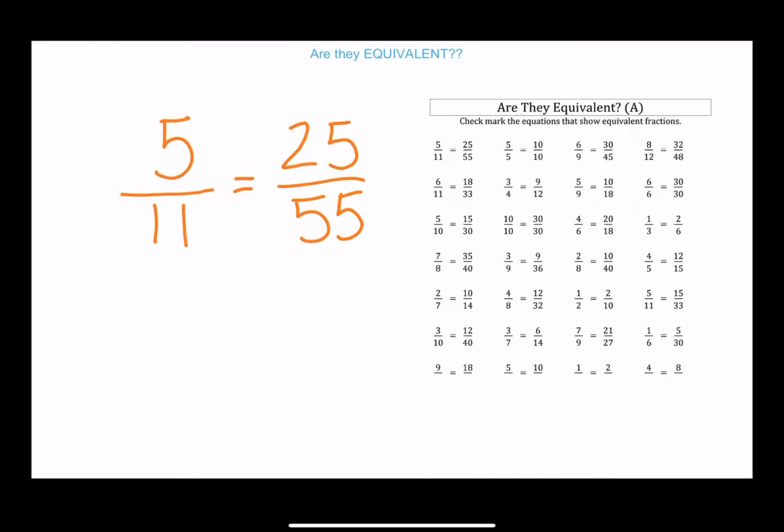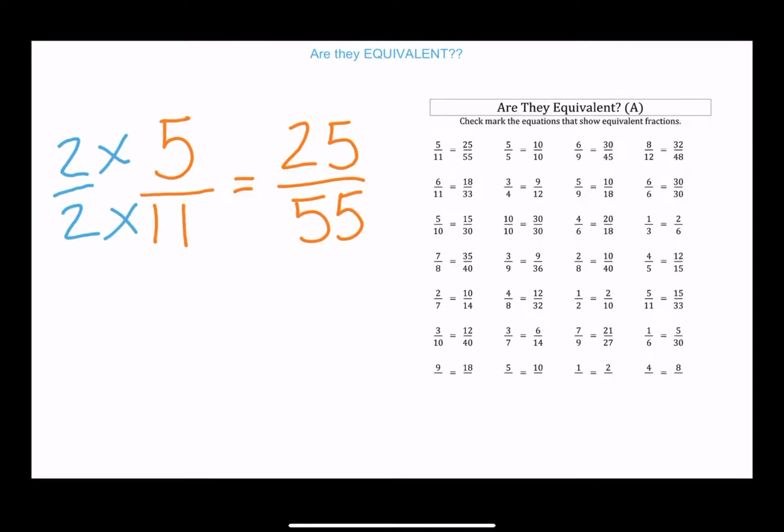In order to figure this out, the first thing we need to remember is what makes an equivalent fraction. Well, an equivalent fraction is when you take a fraction and you multiply that fraction's numerator and denominator by the same number, which is what we've done in the past.